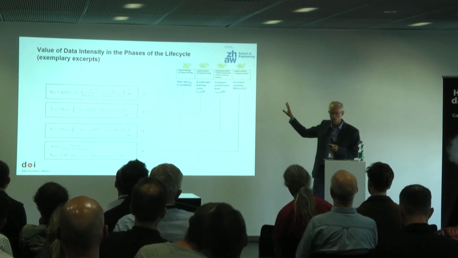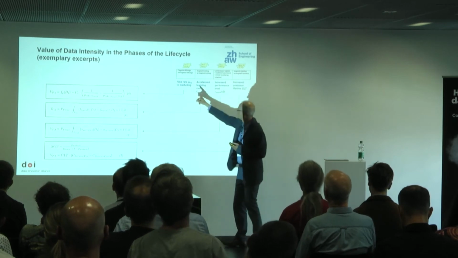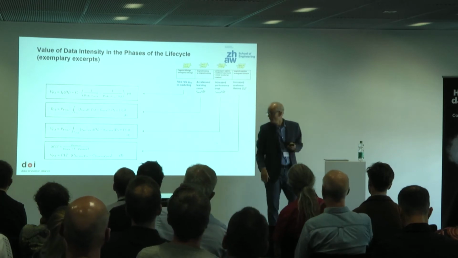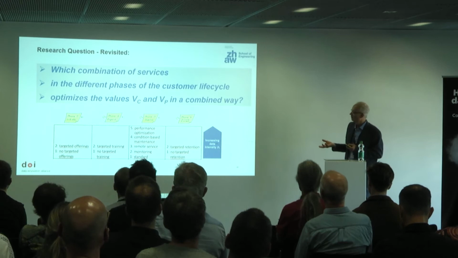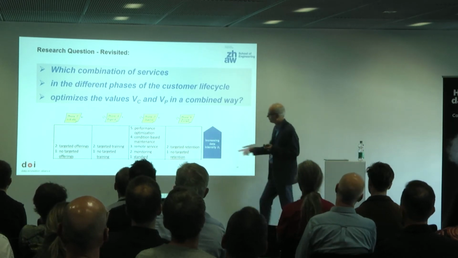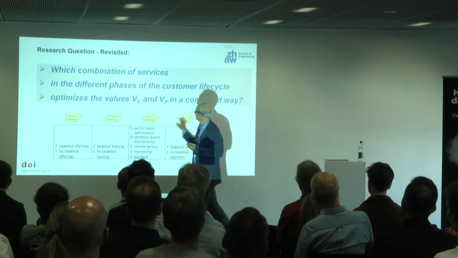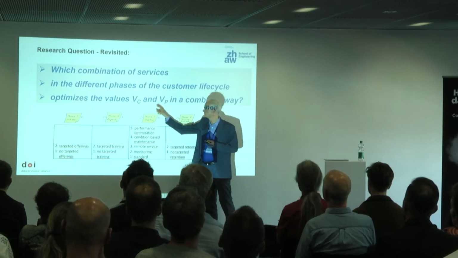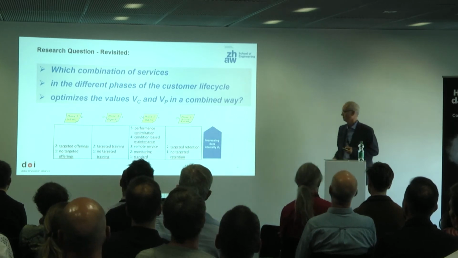Now, just a short glimpse, don't read that. These formulas are in the paper, but for each of these steps, we applied a set of formulas to calculate the model. And the research question is now reframed. Which combination of these services in this table here, in these phases, optimizes the values for the customer, V_C, and for the provider, V_P, in a combined way? So that's the reframed research question.